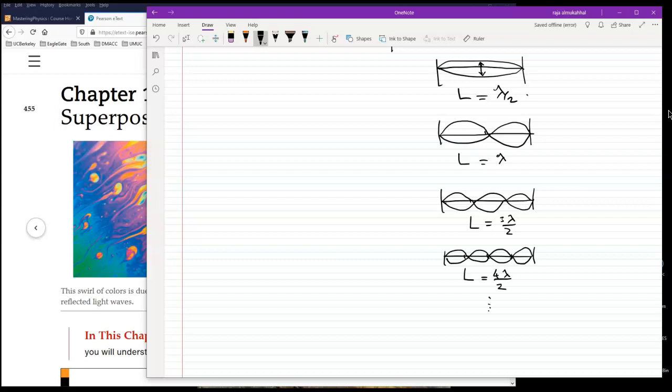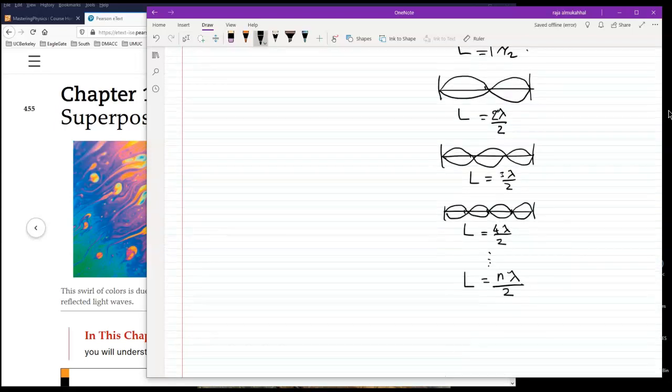So basically, there is some relationship between the length L and the wavelength that you are seeing on the standing wave, and it's basically n lambda over 2. If I put everything over 2, it becomes for these cases 1 lambda over 2, 2 lambda over 2, and so basically this is the relationship, where n here is equal to 1, 2, 3, and so on.